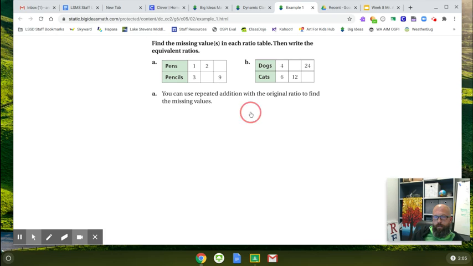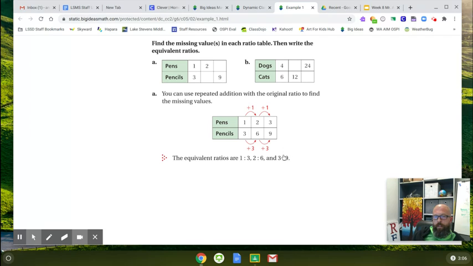Repeated addition. That means for the pens, 1, 2, some of you probably already saw that that's plus 1, so plus 1 more would be 3. Okay? Pencils, 3, blank, 9. 3 plus 3 plus 3 would give you 9. So this one would be 6. And that's how you would use repeated addition to figure out the rest of the table.